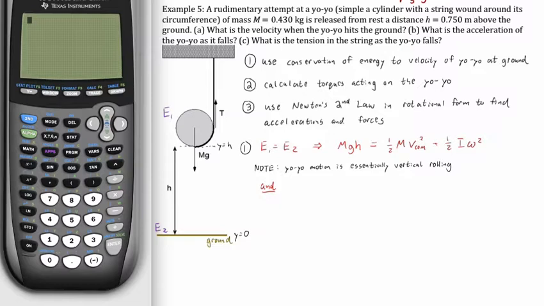Just like in a conservation of energy problem that does involve rolling, we need that relationship between the translational velocity of the center of mass of the yo-yo and the angular velocity of the yo-yo. And by the way, here is the center of mass at the geometric center. So the relationship is simply that V center of mass is omega r.